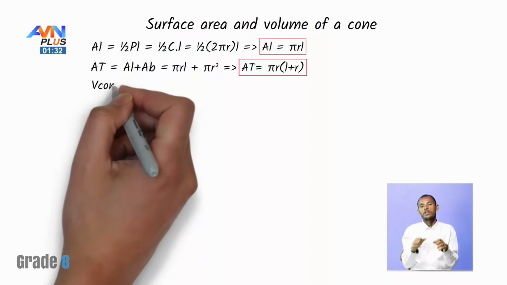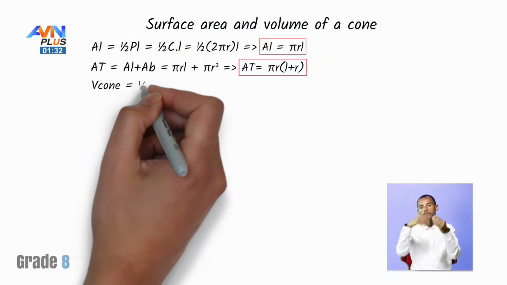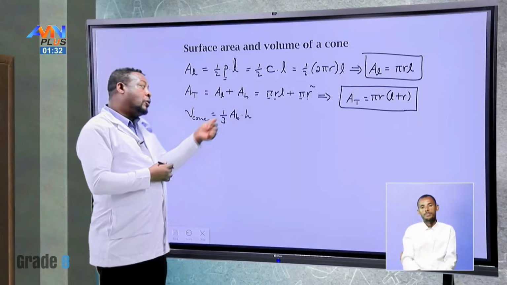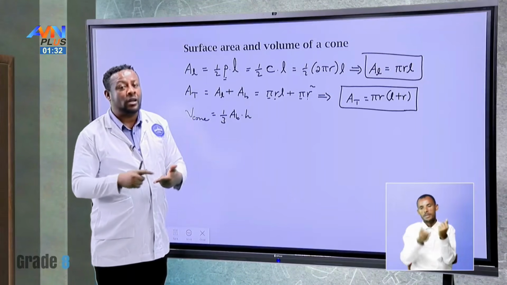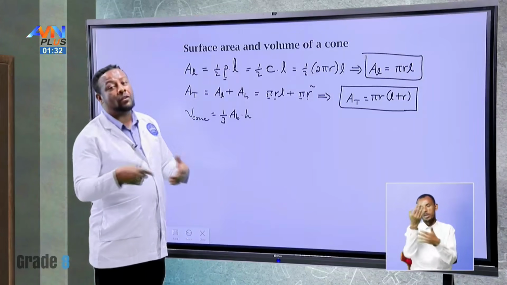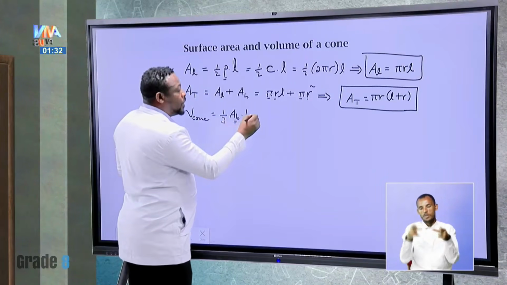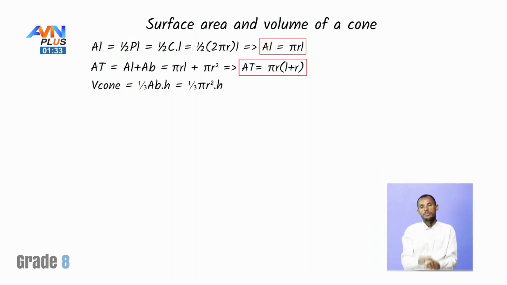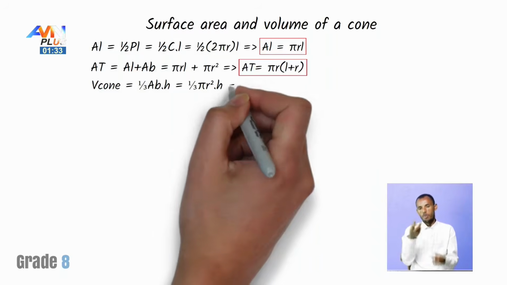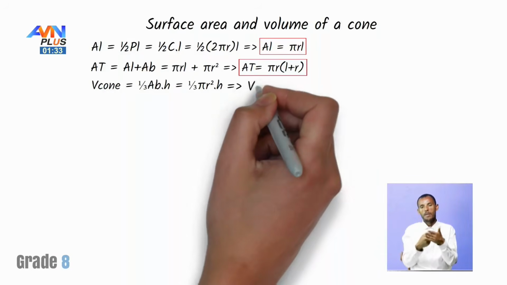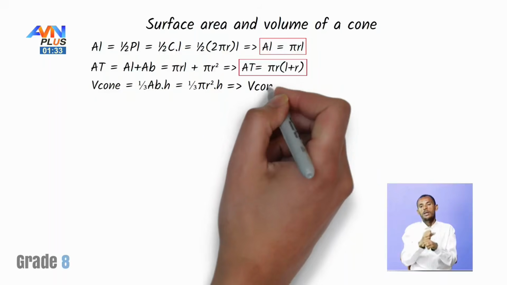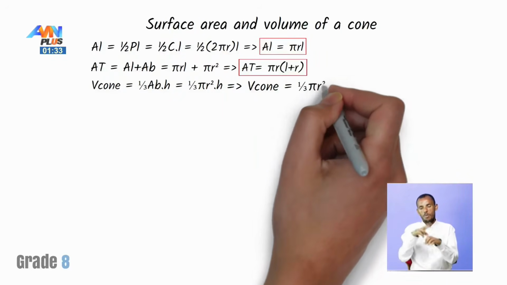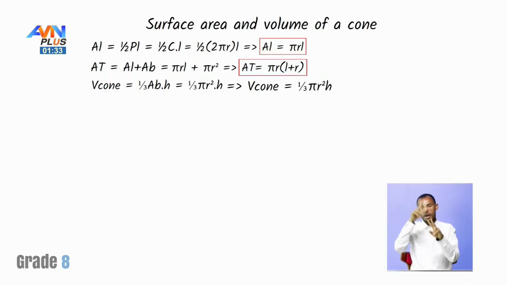The volume of a cone is given by the formula 1/3 of the area of the base times h. Now here the base is circular, so you can apply the formula for the area of a circle. So in place of AB, you can substitute pi r square times h. Okay, so we have three formulas here: volume of a cone and the surface areas, the lateral and the total. So the volume of a cone is 1/3 of pi r square h.